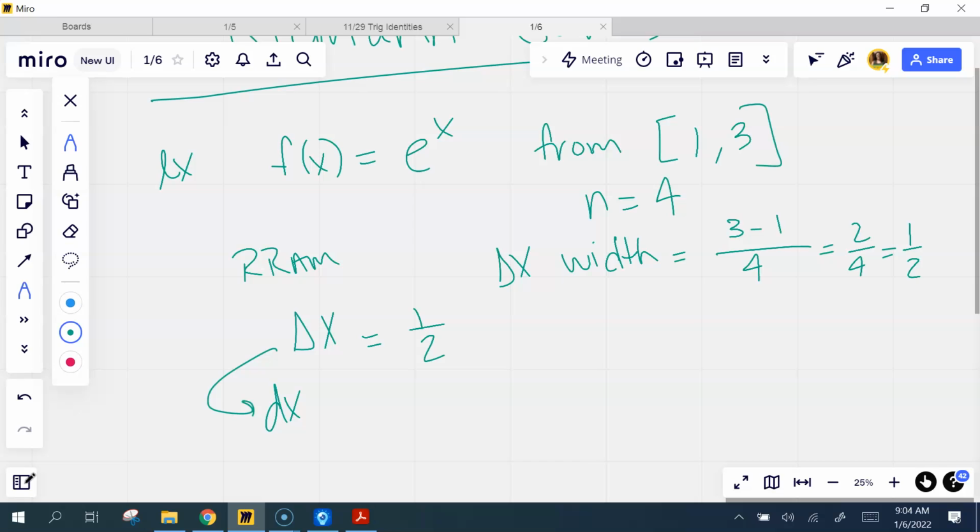Everybody okay? You do the x max minus x min, divided by the number. If I asked you to estimate the area, you do what? This is how many intervals you want. That's your number.